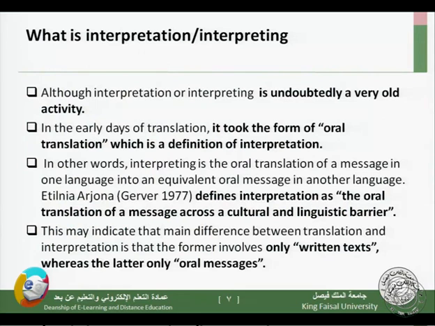Now, we'll come to interpretation, or interpreting. As I said earlier, interpretation or interpreting is a very old activity. In the early days of translation, interpreting took the form of oral translation, which is really the definition of interpretation. Now again, I repeat, interpretation is the product of the interpreting process. Interpreting is the process itself, the activity. Like translation, interpretation, translating, interpreting. You are doing it here.